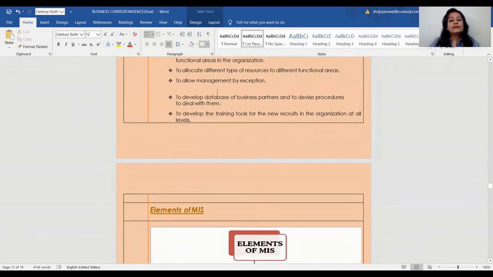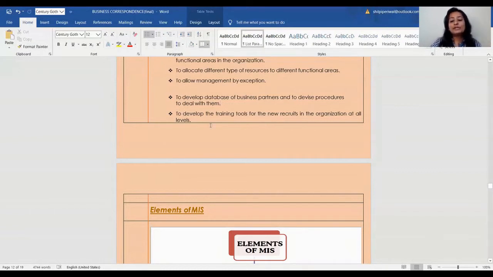Then, to develop a database of business partners and to devise procedures to deal with them. Of course, whoever your partners are, you would have a database, like how many suppliers you can have, how many extra franchisees you can have. You have a database of all those people who can work with you, and you develop procedures for how to deal with them, whether first a few emails have to go, then probably a call, and then a personal live demo session for your product. Those kinds of things are decided through this MIS.